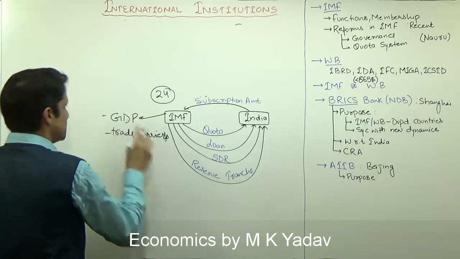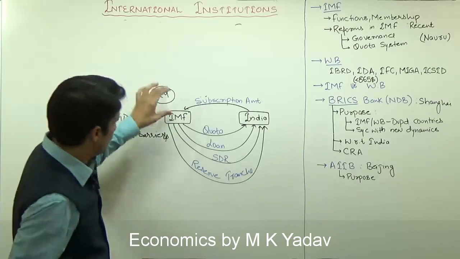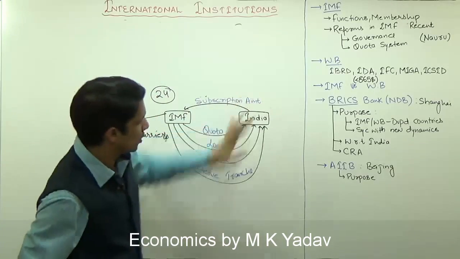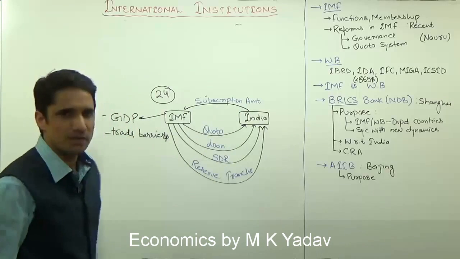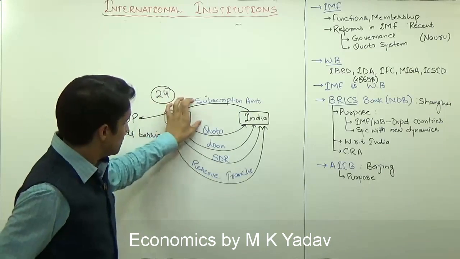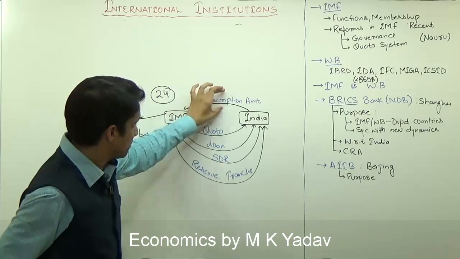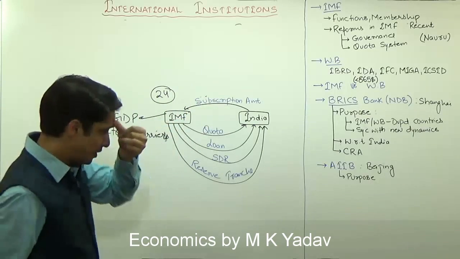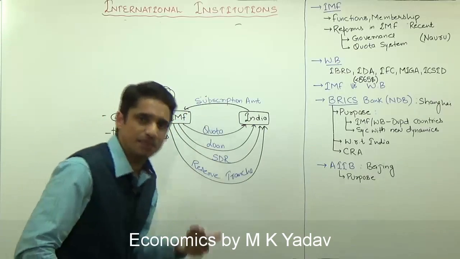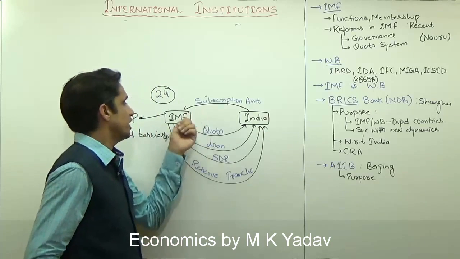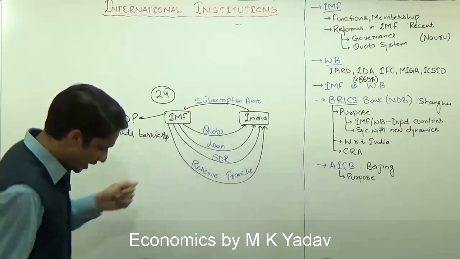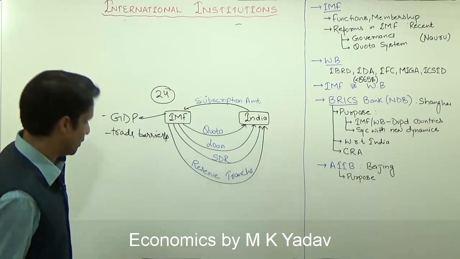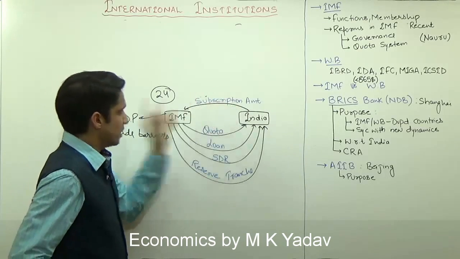On the basis of these parameters, the IMF board, this governance board, will decide the quota of the country, and accordingly they will decide the subscription amount. So your subscription amount is decided by the IMF only. If the contribution of India's GDP in the world increases, the IMF might increase your quota. So quota is decided by the IMF board. So you will pay the subscription amount.